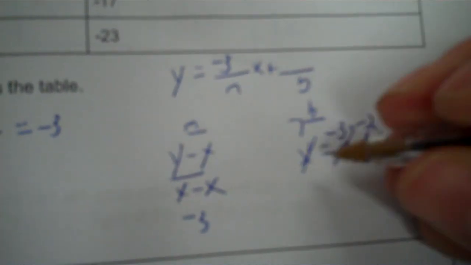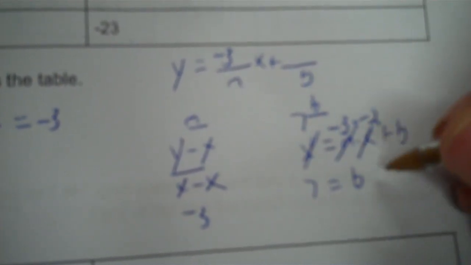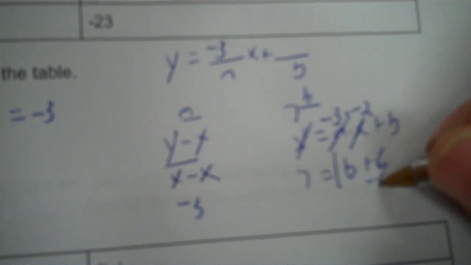So m is negative 3, and you can pick any x-y point you want. I'll pick 7, okay? 7, negative 2. Doesn't matter which one you pick, you get the same thing. And then plus 6, then you subtract 6 from both sides and you get 1. 1 equals b.